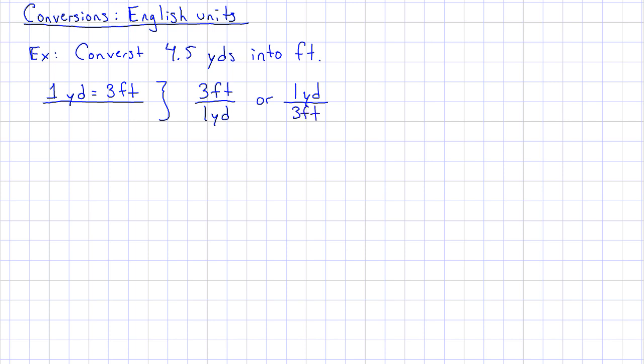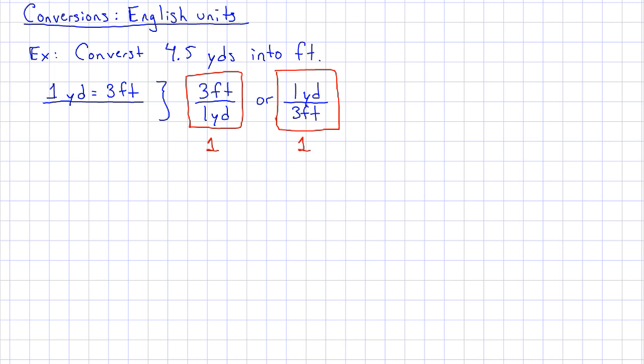We've discussed this before on this channel, but something that's important about these unity fractions, 3 feet over 1 yard or 1 yard over 3 feet, is that they are equal to 1. So these are equal things, right? 3 feet equals 1 yard. So when I write them as a fraction like this, it is 1. And so is this other. They're both equal to 1.